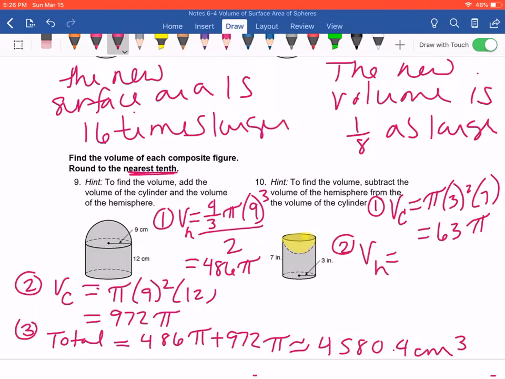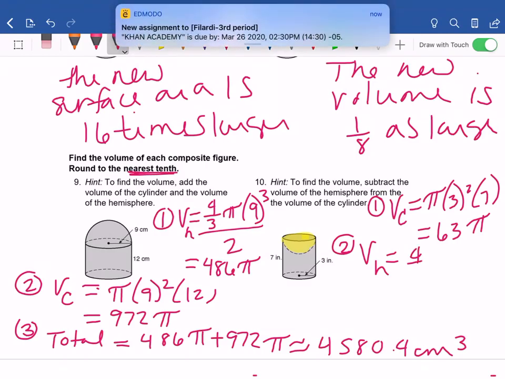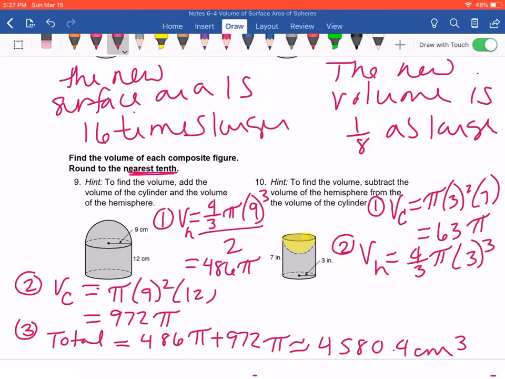To figure out the volume of that hemisphere, I'm going to take 4/3 pi r cubed. You guessed it, divide by 2, right? Because it's a hemisphere. This actually leaves us with, once you calculate everything, 18 pi.